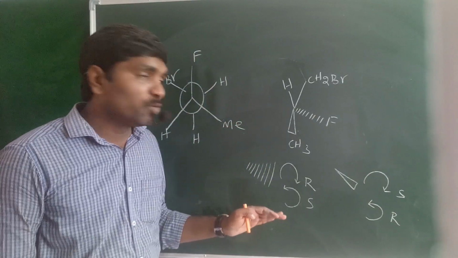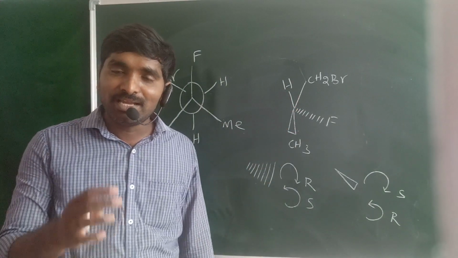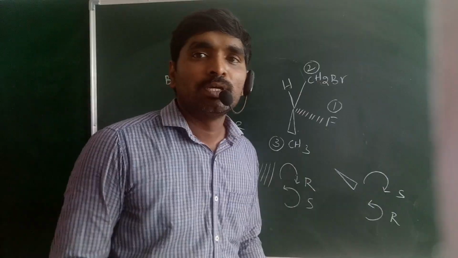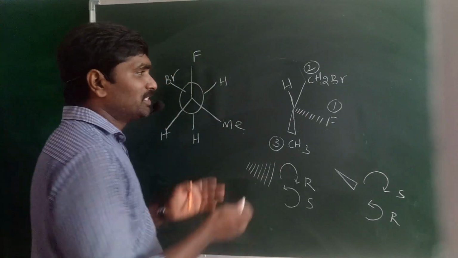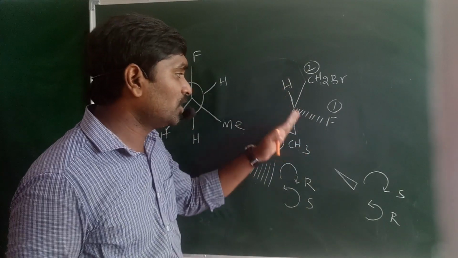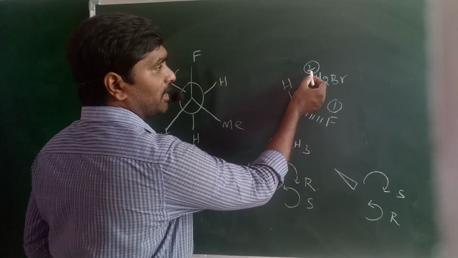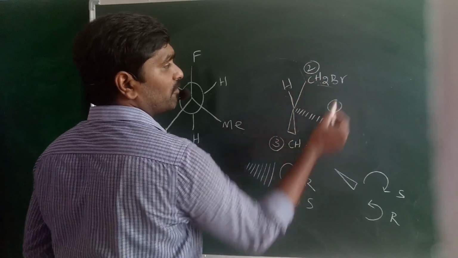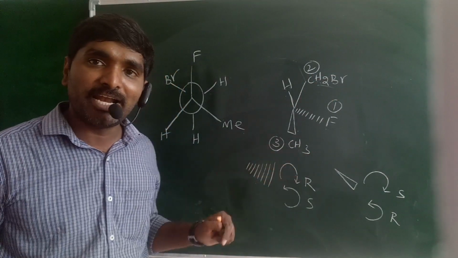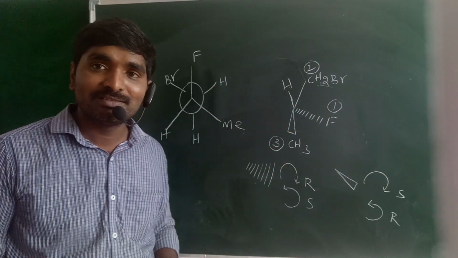If the least priority group is present on solid lines, then by doing an even number of changes, you will just change the atoms from line to wedge, or line to broken wedge, or onto the solid wedge. Here the first priority is fluorine, the second priority is this carbon. Why? Because this carbon is bonded with 2 hydrogens and 1 bromine, whereas this carbon is bonded with 3 hydrogen atoms. So 1, 2, 3. The least priority group is present on a line.